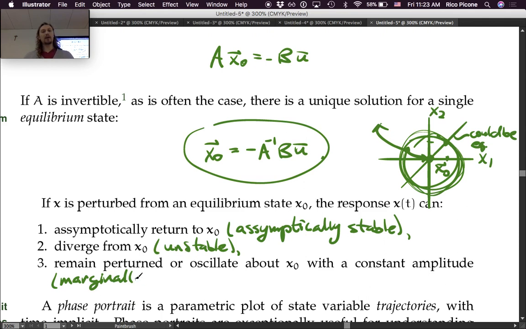That's a really big Y. Marginally stable.